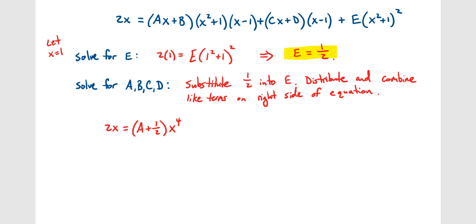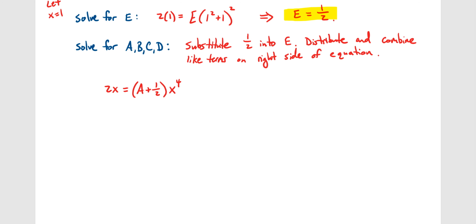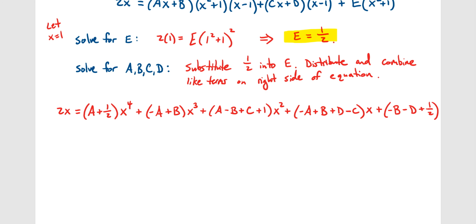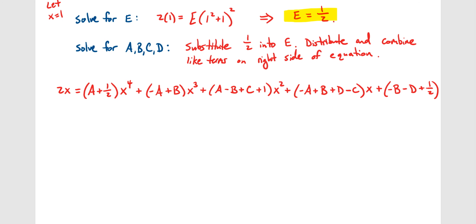So I'm just going to write it on out. So this is what we end up getting. I know, yikes, it looks super messy, but you end up getting the 2x on the left, and on the right, here's your x to the 4th term, here's your x cubed, x squared, x, and then this whole thing is your constant.